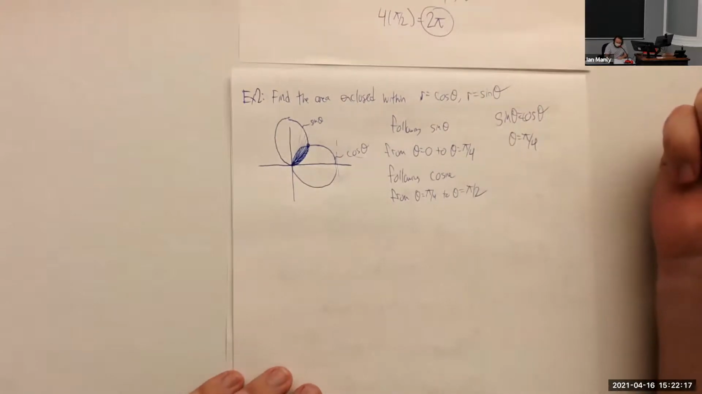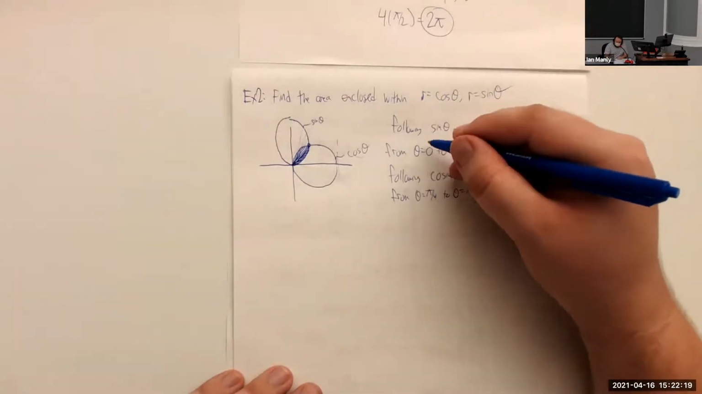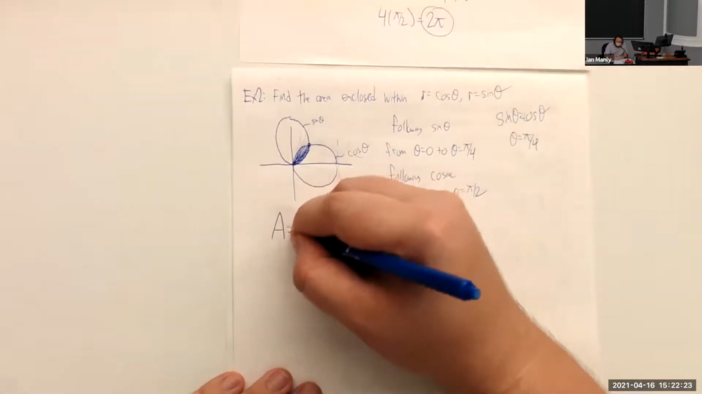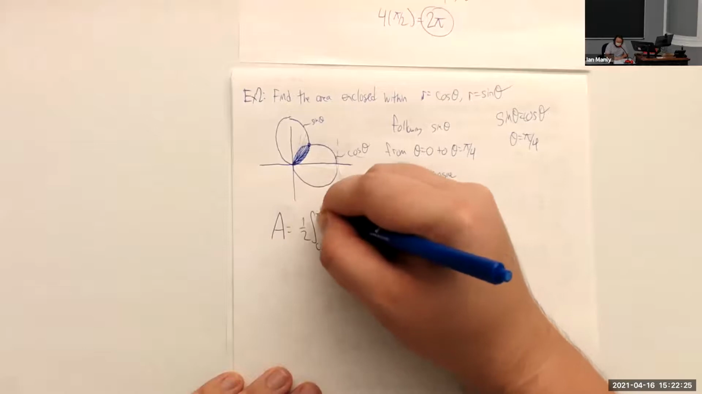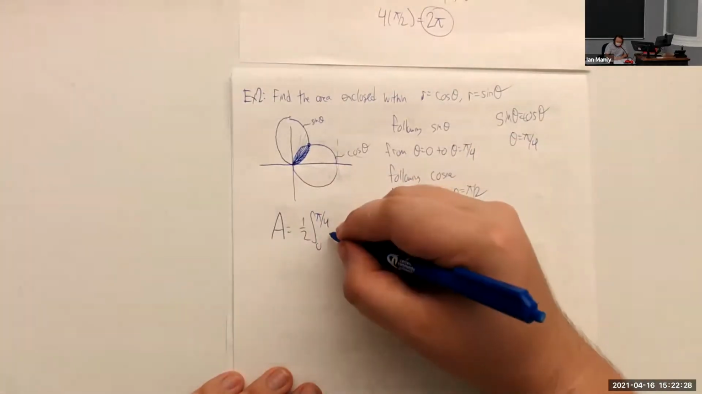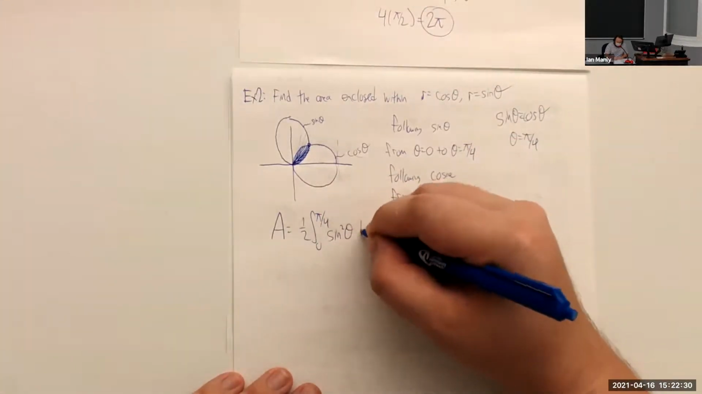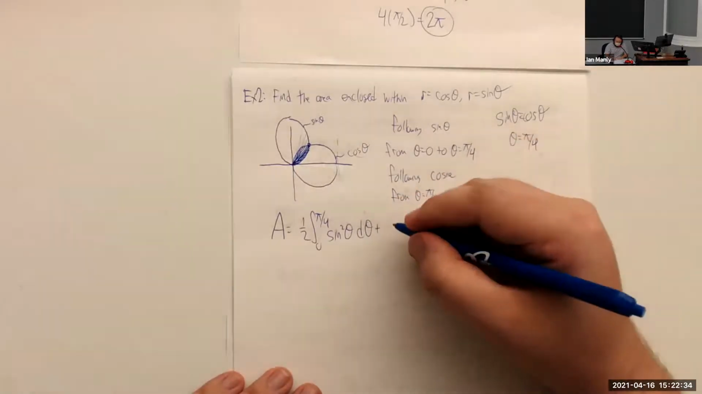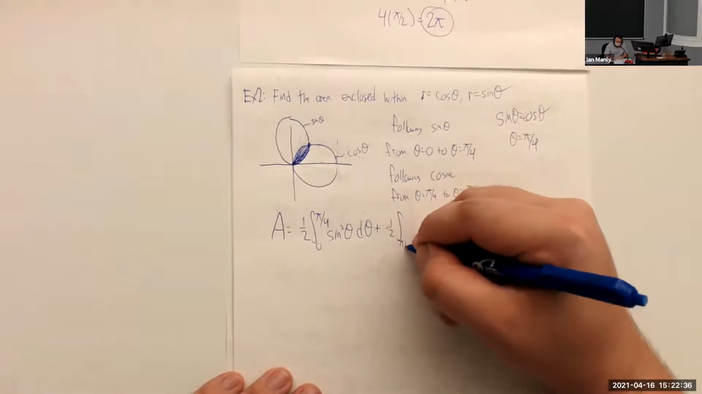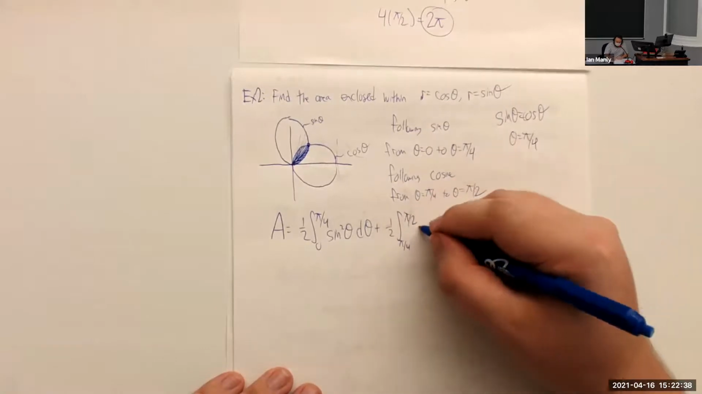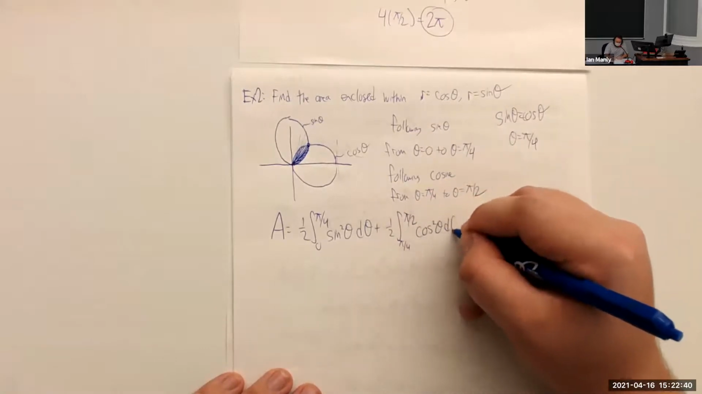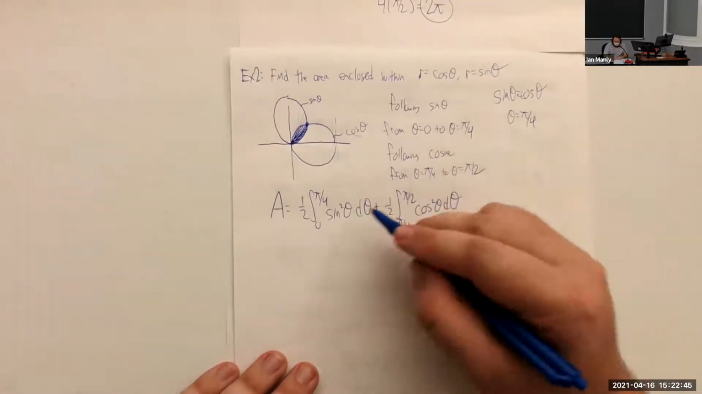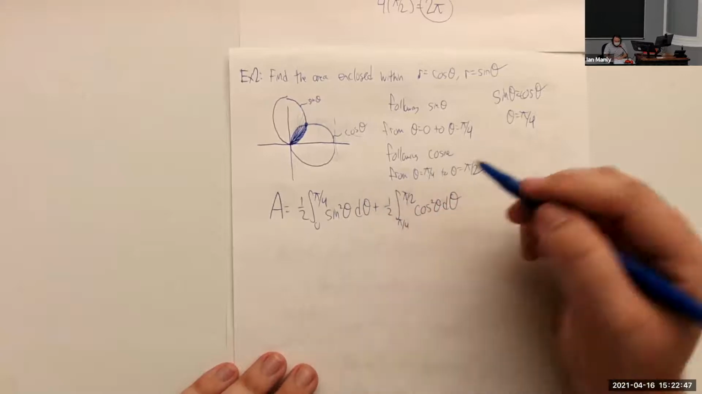All right. So what we're going to do is find the area within sine from 0 to pi over 4. So that's 1/2 integral 0 to pi over 4, and then we square sine. And then we're going to do the same thing for cosine, but it's going to go from pi over 4 to pi over 2. Like that. All right. So then all we have to do is just do each of these right here.